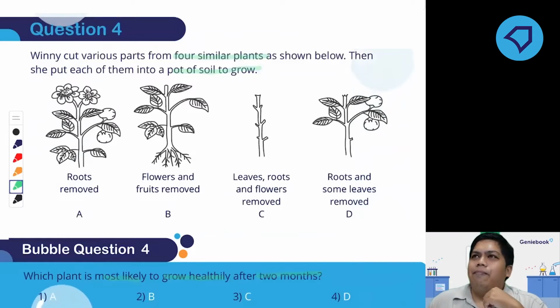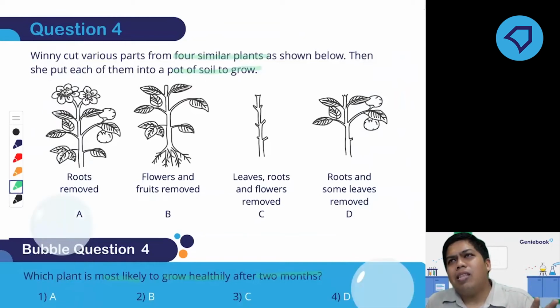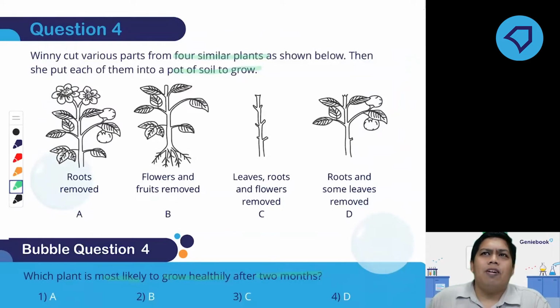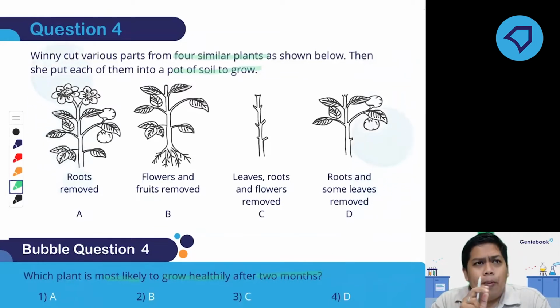Okay, time's up. All right, so a slight improvement from the previous question. So still about 70+%. It's about 78% of you got it correct. Still an improvement. Good. So I like it. Keep it up. So now we want the plant that can still grow healthily after 2 months.